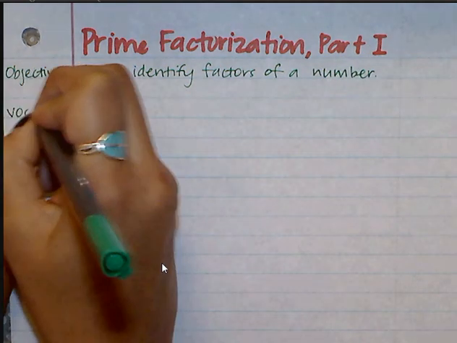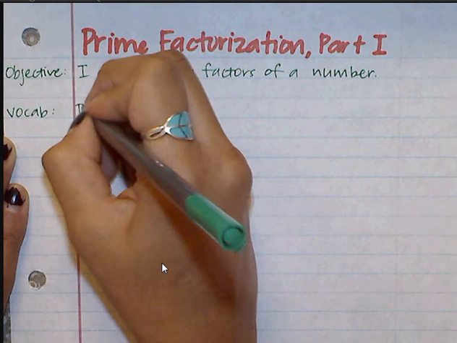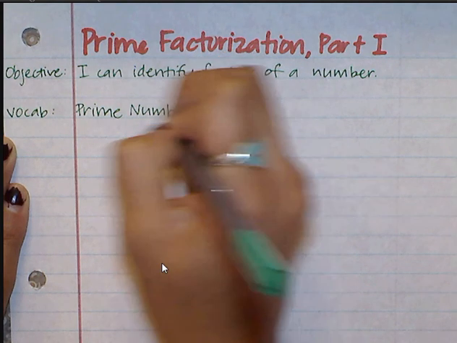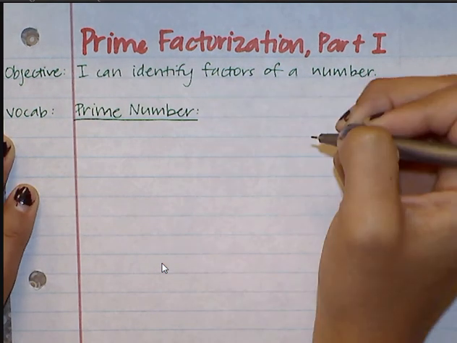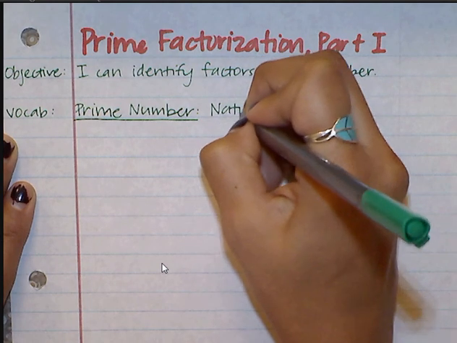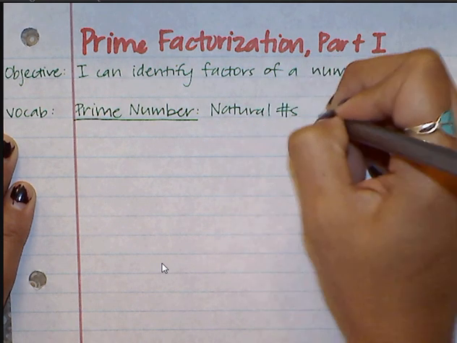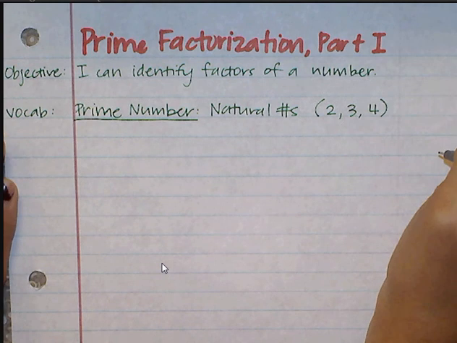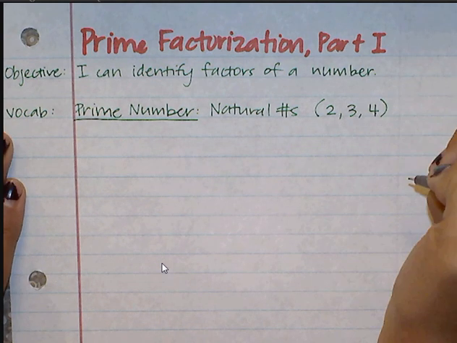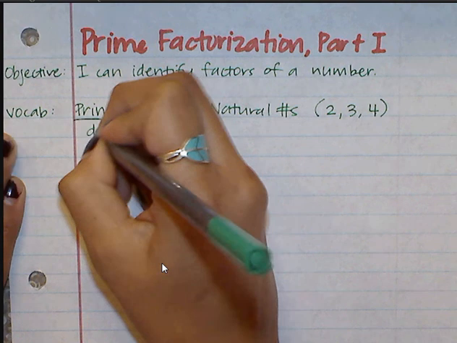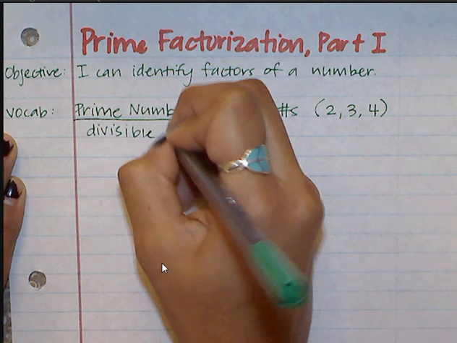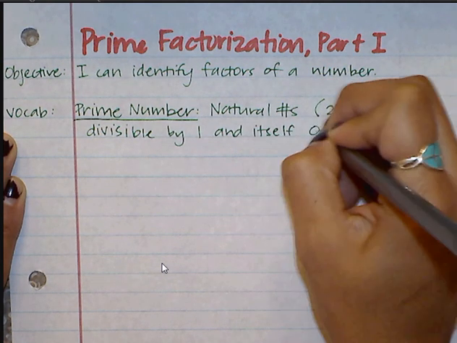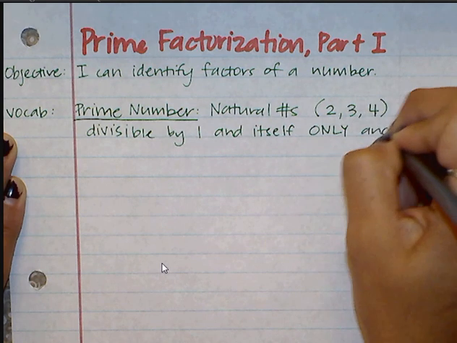Okay, so let's start with some vocabulary. Our first vocabulary word is prime number. Prime numbers are natural numbers. For example, 2, 3, and 4. Well, 4 is a natural number, but it's not a prime number. We'll get to that in a minute. It's also divisible by 1 and itself only, and it's greater than 1.